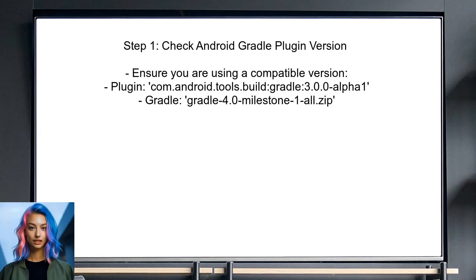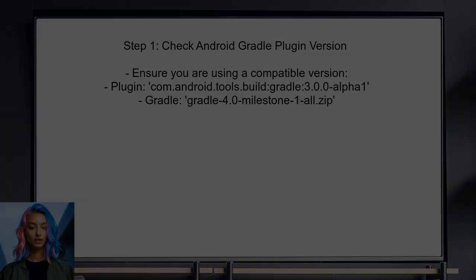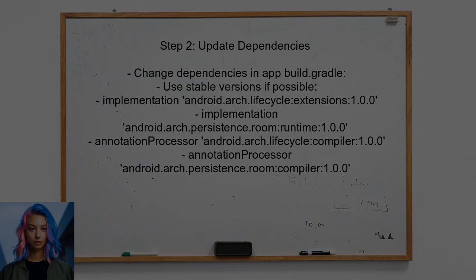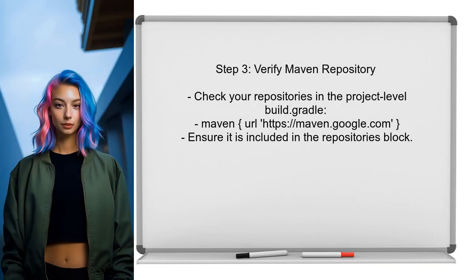To resolve the issue with the dependency, the user should first check if they are using the correct version of the Android Gradle plugin. It's important to ensure compatibility between the plugin and the dependencies. Next, the user should update the dependencies in their app's Gradle file. Since the user is using alpha versions, it might be beneficial to switch to stable versions if available. The user should also ensure that the Maven repository is correctly set up in the project. This is crucial for resolving dependencies.